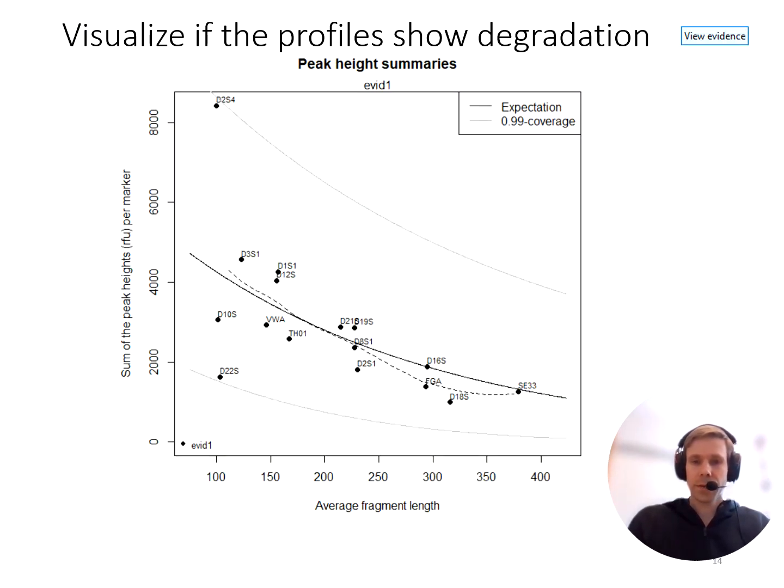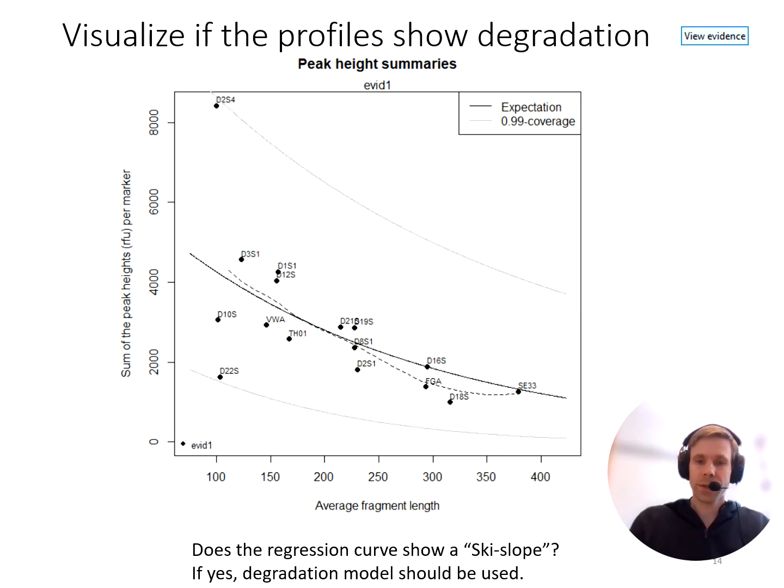In addition to the EPG, you will also get a plot looking like this, which is the sum of the peak heights per marker, plotted as a function of the fragment length. This plot is very useful to have a look at because you can see immediately if you have degradation in the profile. This is shown as a ski slope, where you see this black line here. It has a nice ski slope curve. So if this is the case, then you should use the degradation model. We'll come back to that.